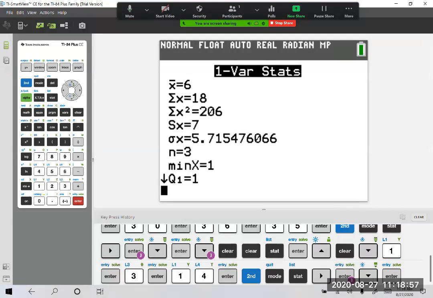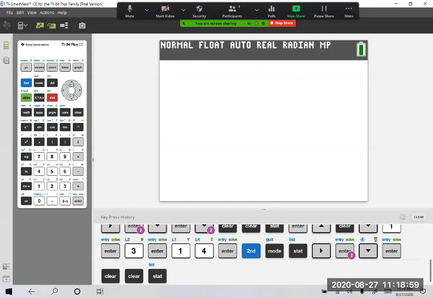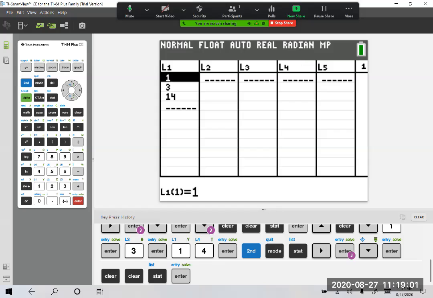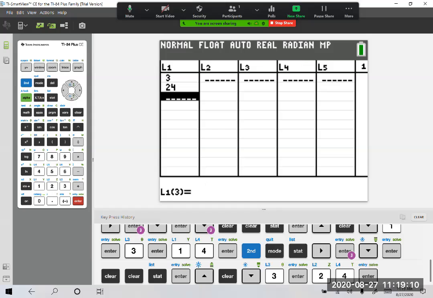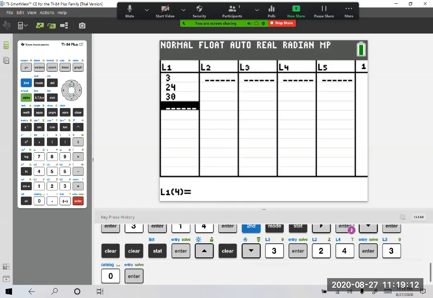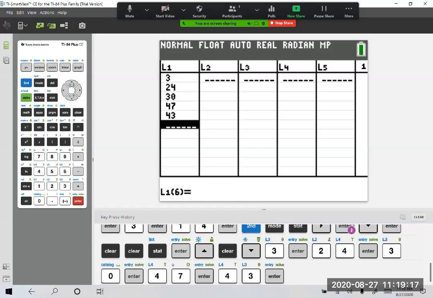Okay, I'm going to clear it. I'm going to go into Stat, Edit. I'm going to clean up my list 1, clear, and then go down arrow, and that will clear it. So now I'm going to enter this in: 3, 24, 30, 47, 43. And remember, you don't have to put it in order because the calculator already knows it if they're asking you to find the median. I think they're asking us for standard deviation and variance, so we don't need the median, but I just wanted to let you guys know.